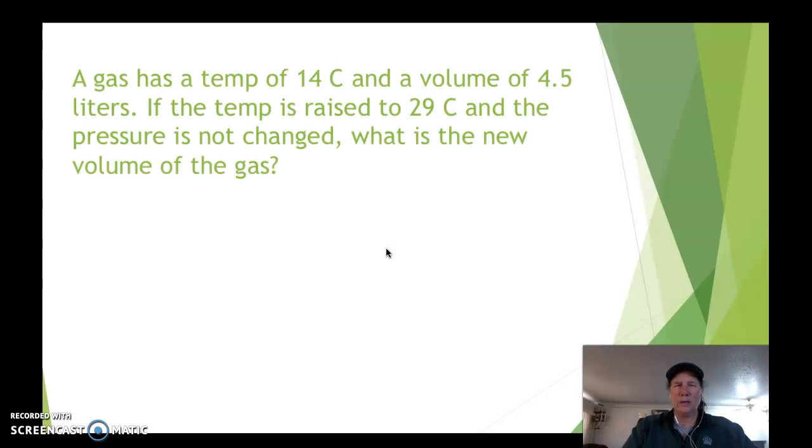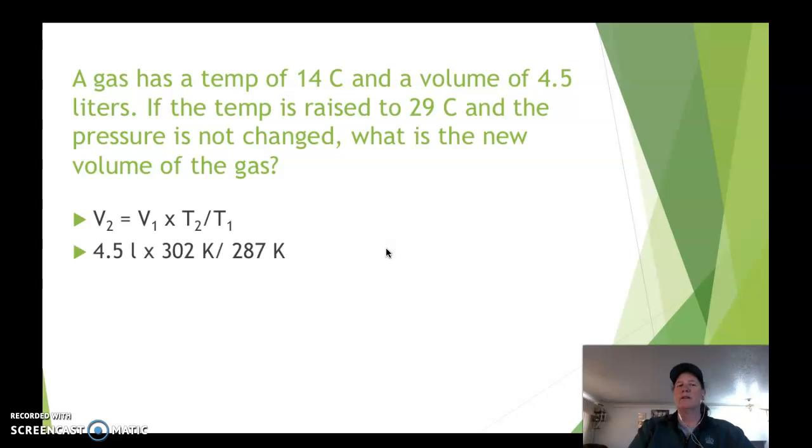Okay, here's another one. We've got temperature, volume, temperature. Oh, so this is just a Charles's law problem, volume and temperature. And so we plug in the numbers. The biggest thing is to make sure you change your Celsius to Kelvin. Plug in your numbers and then multiply.